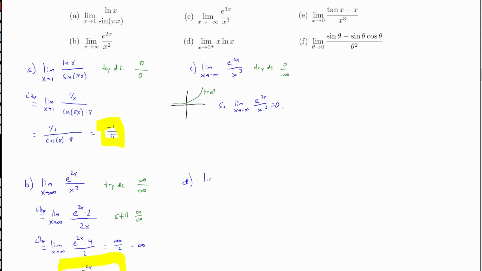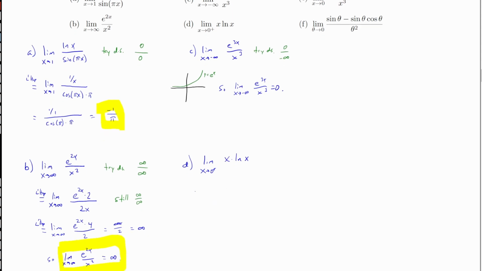Next up, we have the limit as x approaches 0 from the right of x times ln of x. This one is not a fraction, so it's definitely not going to be the right form for L'Hopital's rule. So right away at the beginning, I'm going to take that x and force it into the denominator as an x to the negative 1 power. Okay, now let's try direct substitution.